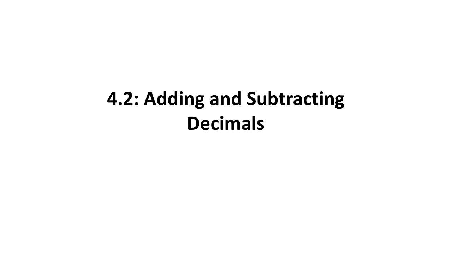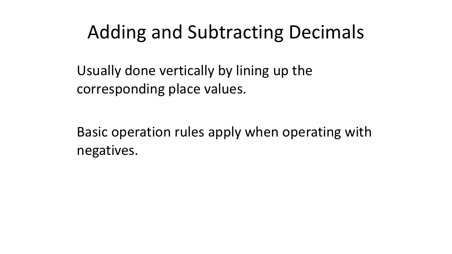4.2, adding and subtracting decimals. There really isn't a lot of new stuff or new concepts with adding and subtracting decimals. All we're really going to end up doing is lining up place values together, which means that the decimals should line up when we add and subtract these, which means also that we're going to be doing this in a more vertical type addition and subtraction, all right?